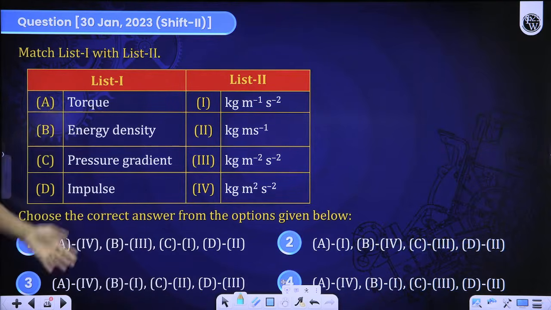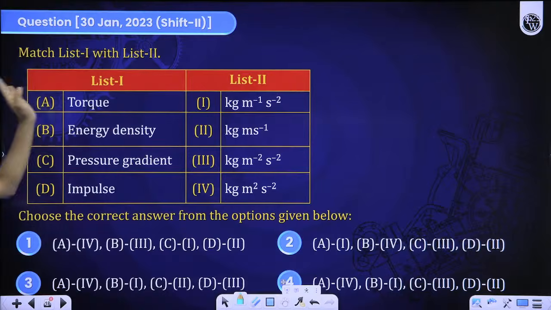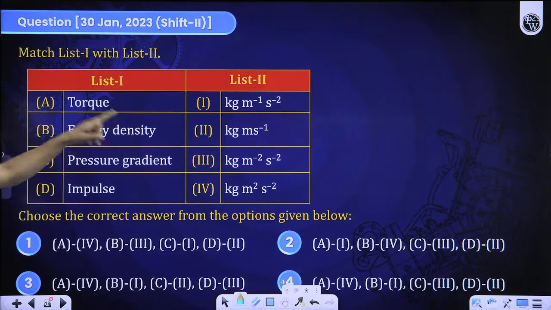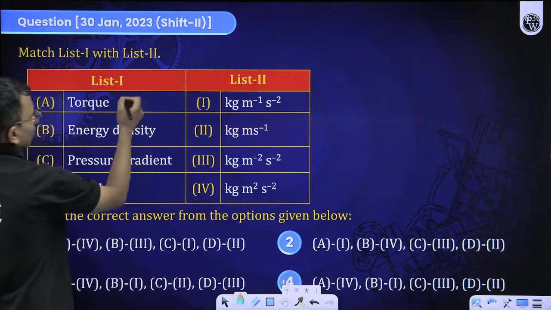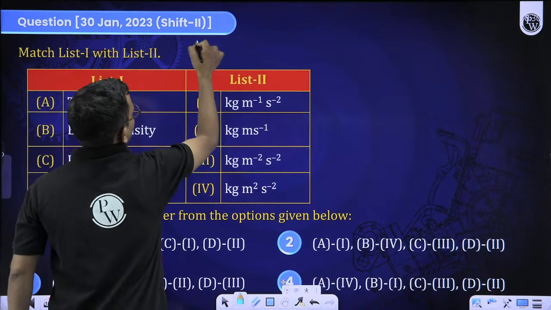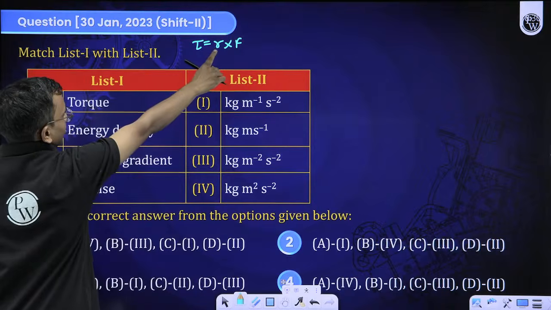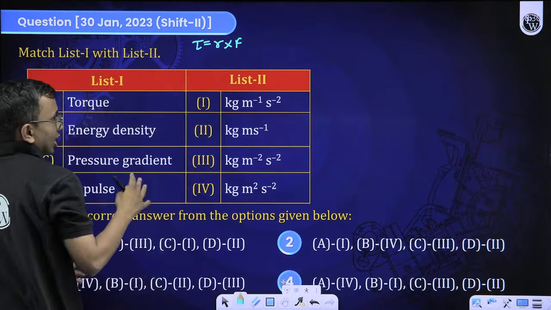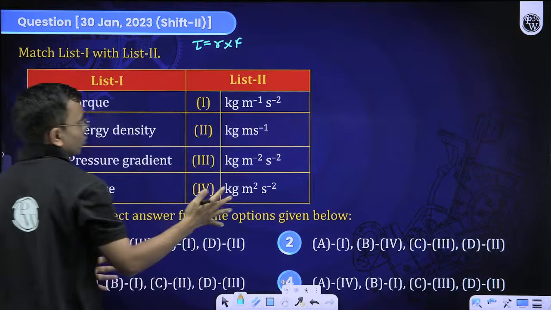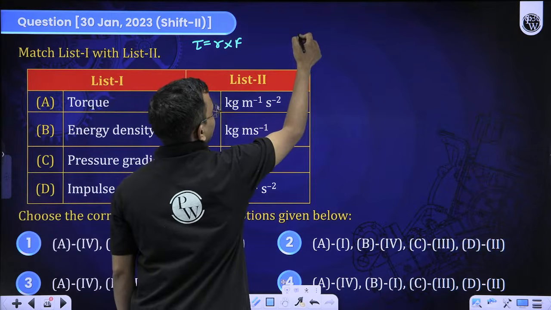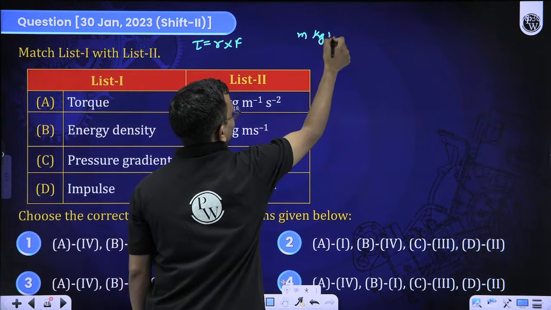Similarly, there are some more physical quantities whose units you have to match here. Torque, you can use the formula tau is equal to R cross F. R is meter, F is kg meter per second square. So I'll say meter into kg meter per second square.